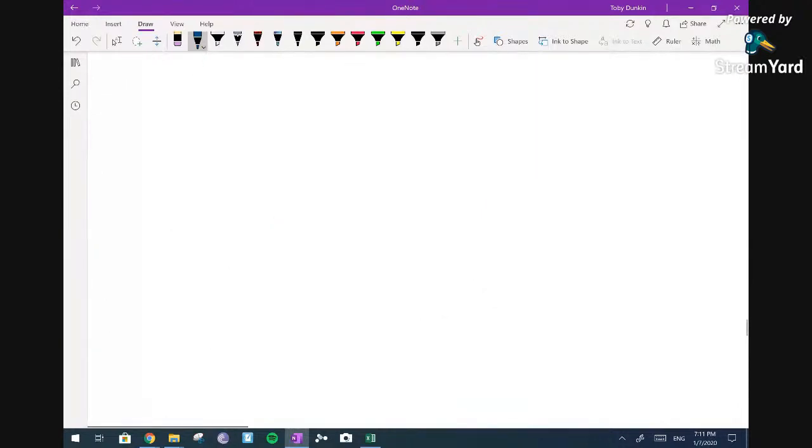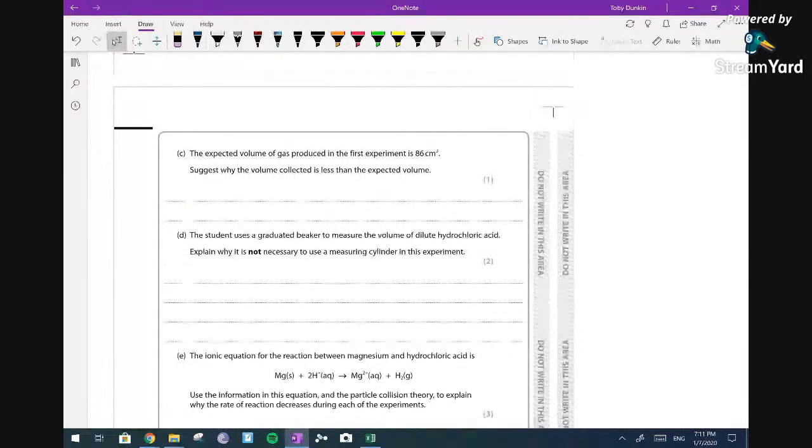Next. Okay, the expected volume of gas produced in the first experiment is 86. Suggest why the volume collected is less than expected. Now, there are loads of answers for this.